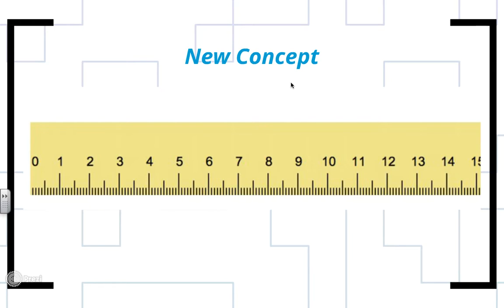Okay, so here's a new concept. In this lesson, we're going to measure objects using a centimeter ruler. A ruler is usually 30 centimeters long and is divided into millimeters. Each millimeter is 1/10 of a centimeter.